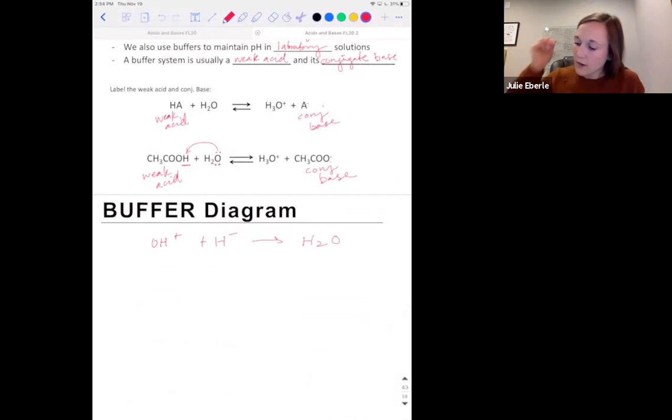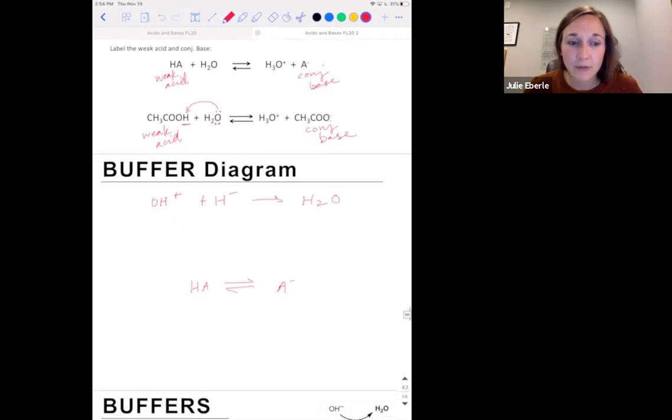So let's say we have some sort of weak acid, and it is in equilibrium with a conjugate base. Remember, you cannot do these with strong acids or bases. It has to be a weak one, you have to have an equilibrium. Let's say that we add a strong acid. Anybody want to tell me an example of a strong acid? Pick your favorite.